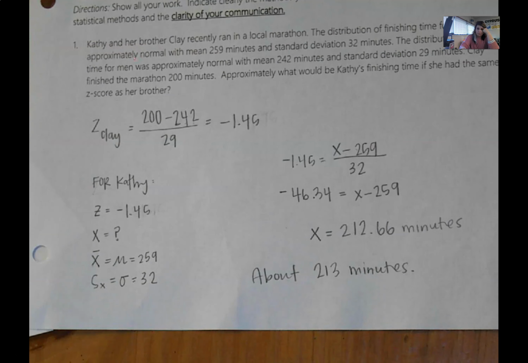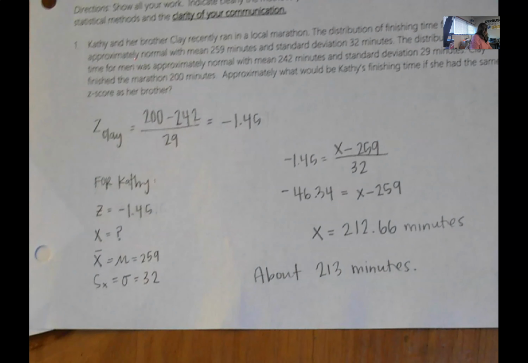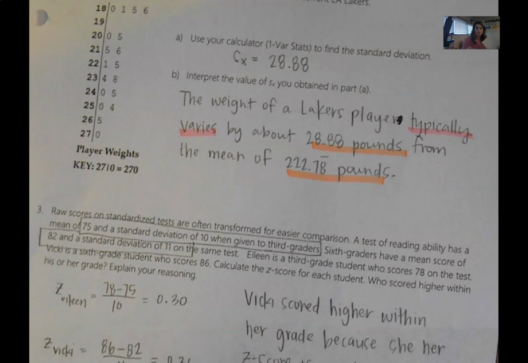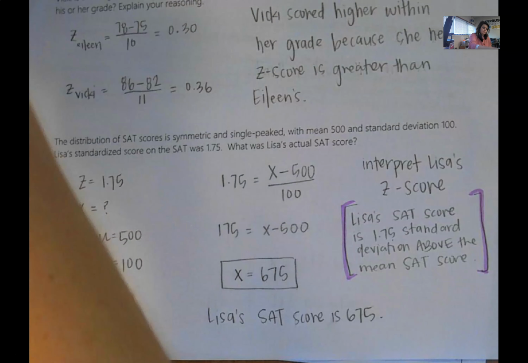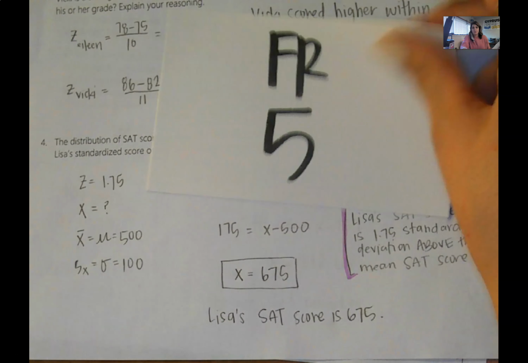What a disaster my ordering is. So this is number 1. Number 2 is the LA Lakers one that I just went through. 3 is Eileen and Vicky. 4 is Lisa's SAT score, and I added in having you interpret a z-score. So now for the last 2, maybe I can get it right.